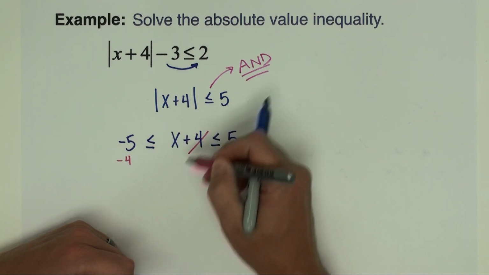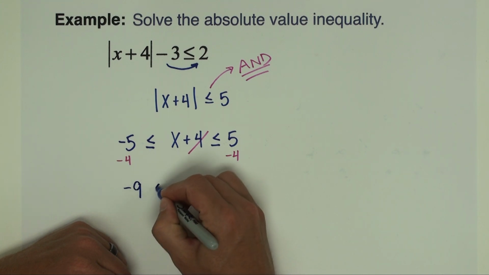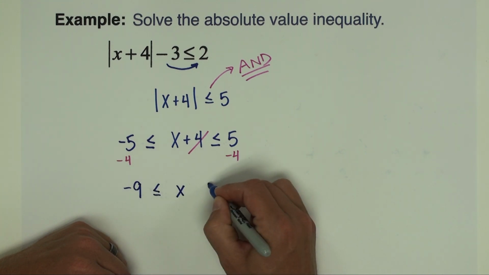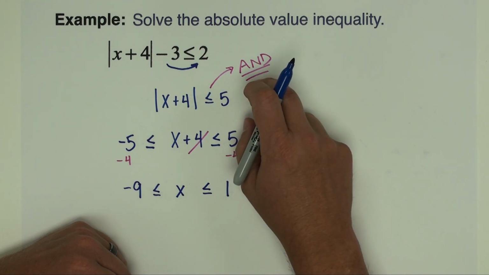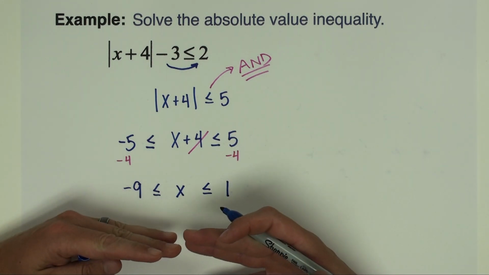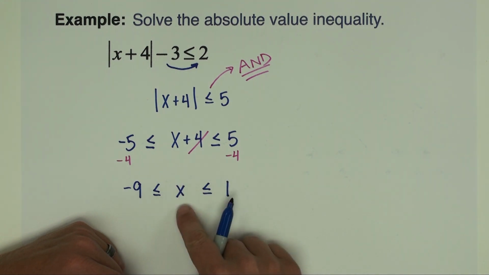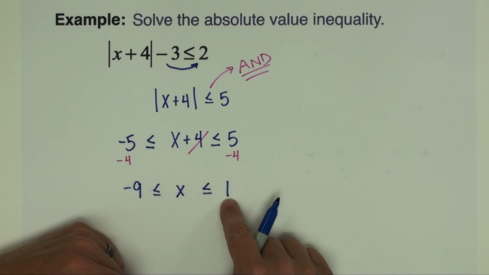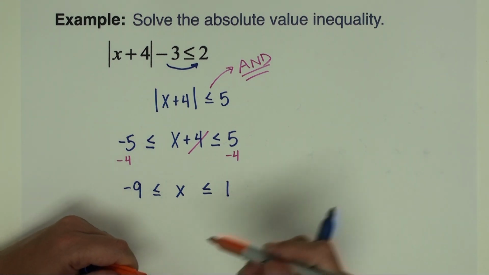That's going to take it out of the middle. So we're going to have negative 9 is less than or equal to x less than or equal to 1. Now, if it's an and statement, we were looking for an intersection on our number line. So we can interpret this just as it reads, and that we want a solution that is between negative 9 and positive 1.